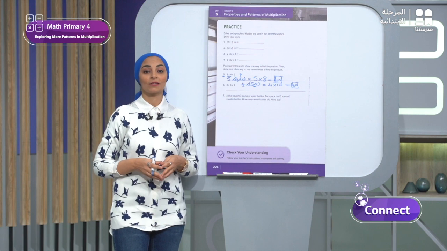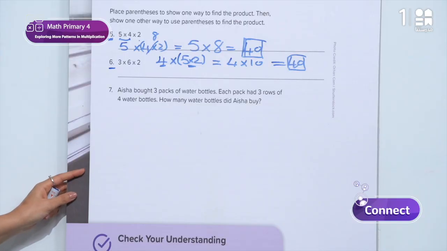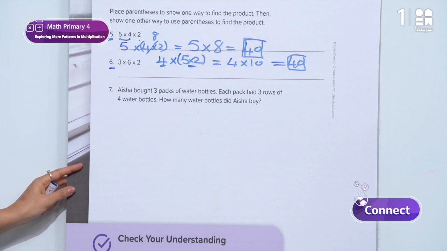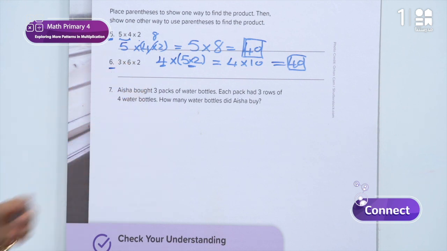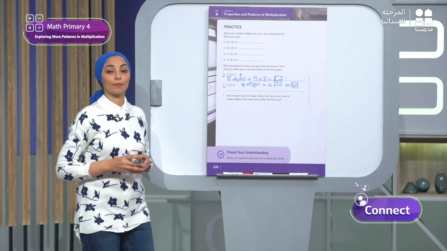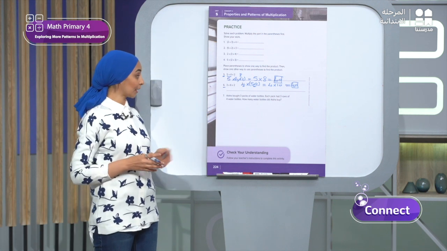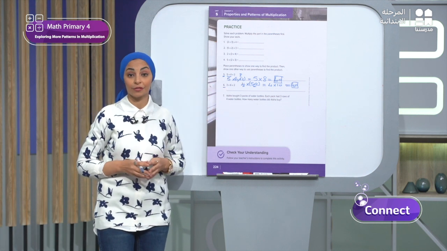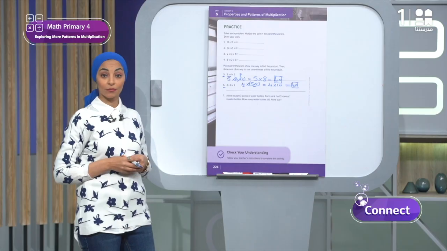Okay? طيب تعالوا نشوف بقى problem number 6. Here in problem number 6, he told me 3 times 6 times 2 equals what? 3 times 6 times 2 equals what? طيب يبقى أول حاجة I will multiply 2 times 3 first. أنا عايزة أعمل 2 times 3 first. هعملها إزاي؟ Using multiplicative property, right?